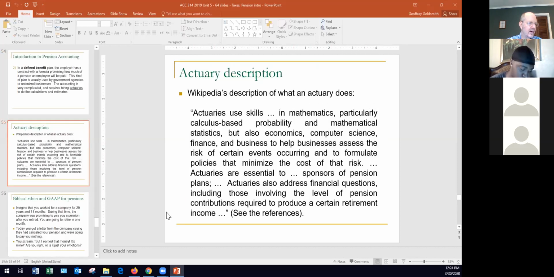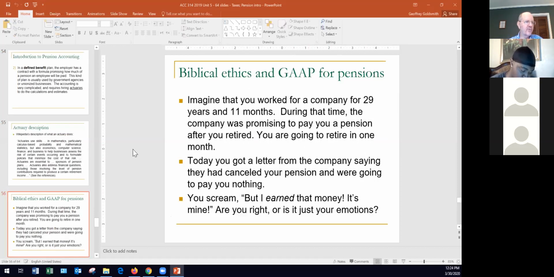So imagine that you worked for a company for 29 years and 11 months. During that time, the company was promising to pay you a pension after you retired. That's a long time. So you're going to retire in 1 month. Today, you got a letter from the company saying they had canceled your pension and were going to pay you nothing. You scream, "But I earned that money. It's mine." Are you right? Or is it just your emotions?